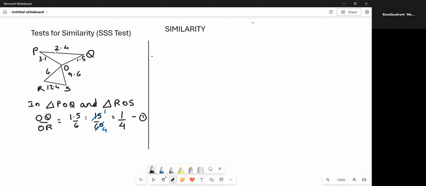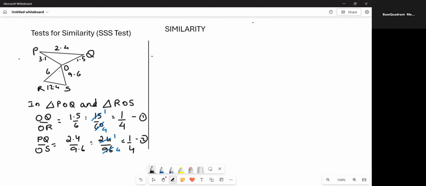The second biggest side in the first triangle is 2.4 and the second biggest in the second triangle is 9.6. PQ 2.4 and OS 9.6. So take the ratios there. PQ upon OS is 2.4 upon 9.6, multiplying by 10, it is 24 upon 96. Now you know that 24 fours are 96. So this ratio is also 1 upon 4.